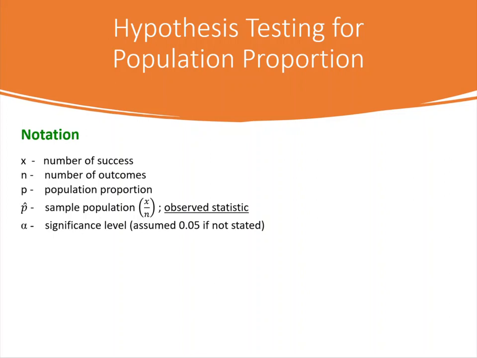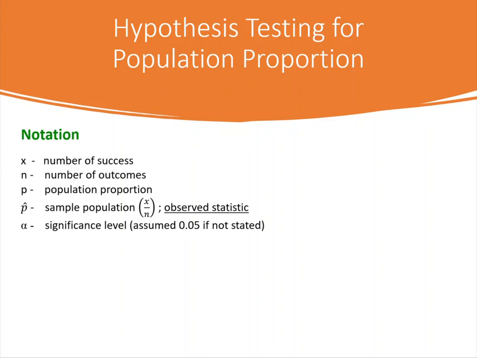We're going to start calling this, or you may see this, also defined as observed statistic. So when we say observed statistic, what we're talking about is our sample p hat. And then alpha, we've seen this before, but we're going to officially define it as our significance level. We assume alpha is 0.05 unless otherwise stated.